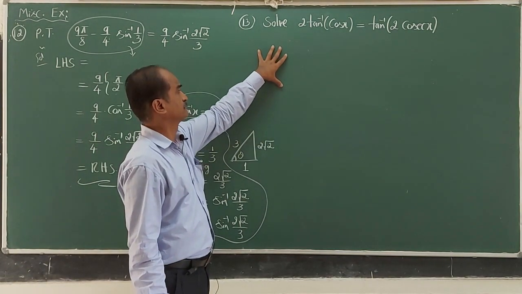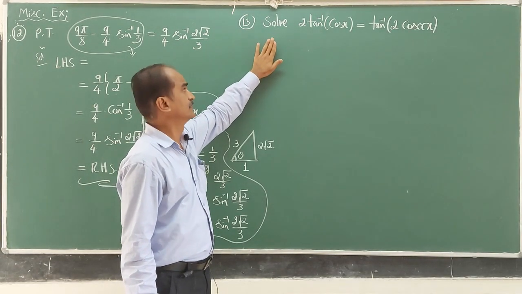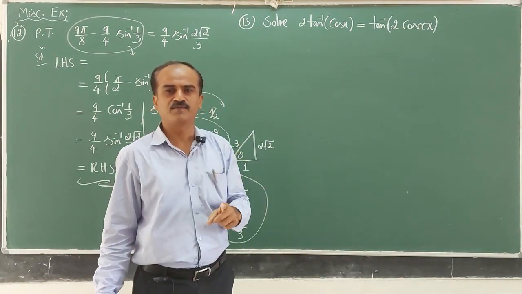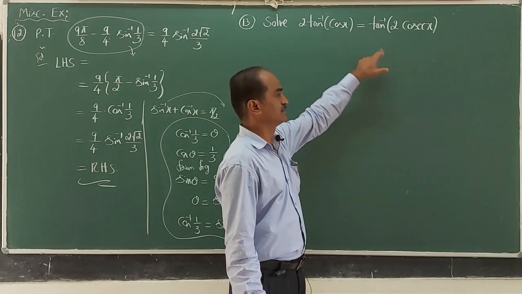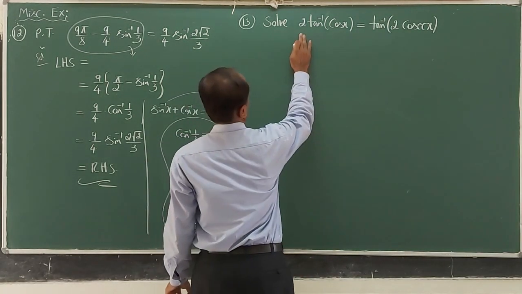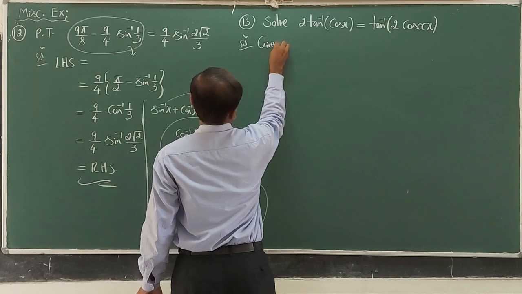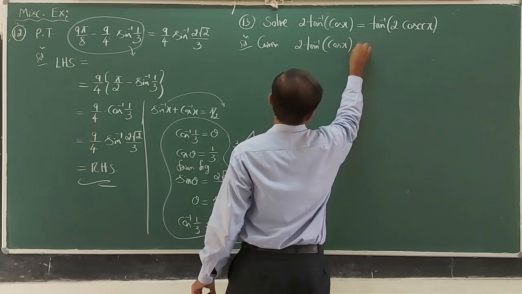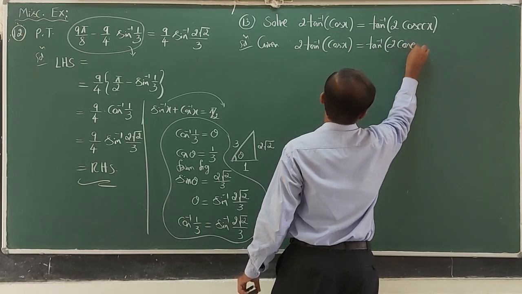Let us take the next one. Here the question is solve. This question is not about proving the result. Solve means we are required to find the value of the unknown which satisfies the equation. What is the unknown here? x. So the question is solve for x. Now let us do it. Given 2 tan inverse of cos x is equal to tan inverse of 2 cosecant x.